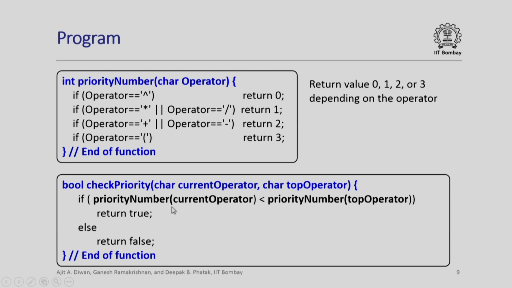If the current operator has a lower priority value than the top operator, which means it is of a higher precedence, then it will return true, otherwise it will return false. So please remember, check priority will return true if the priority of the current operator is higher than the priority of the operator on the stack.